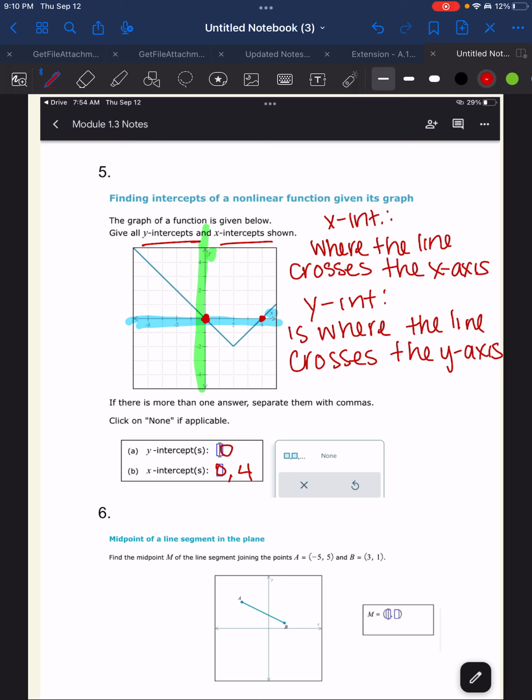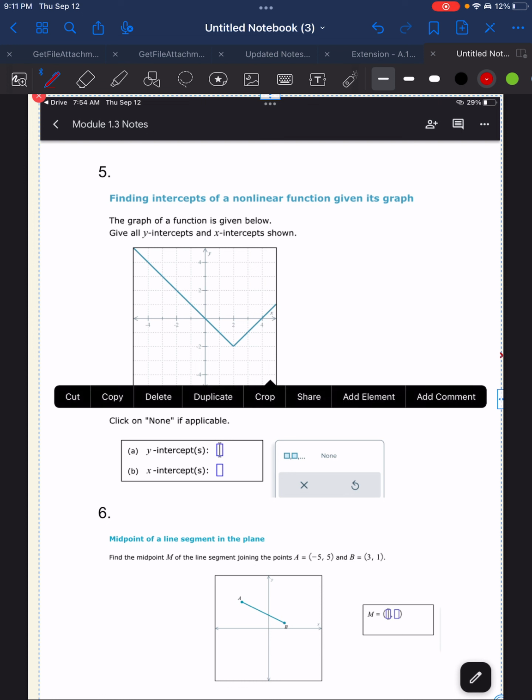Number 6 asks for the midpoint. It says find the midpoint from A, which is (-5, 5), and B, which is (3, 1). So I'm looking for approximately right there in the middle. Well, we have a midpoint formula, and our midpoint formula is (x1 plus x2) over 2 and (y1 plus y2) over 2. Label your ordered pairs: x1, y1, x2, y2.